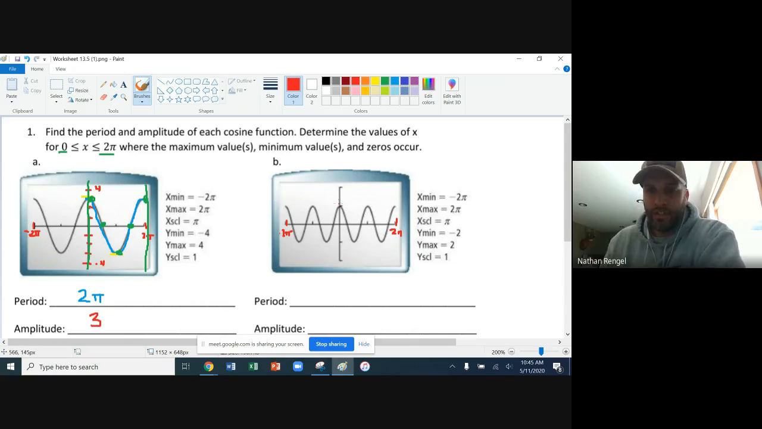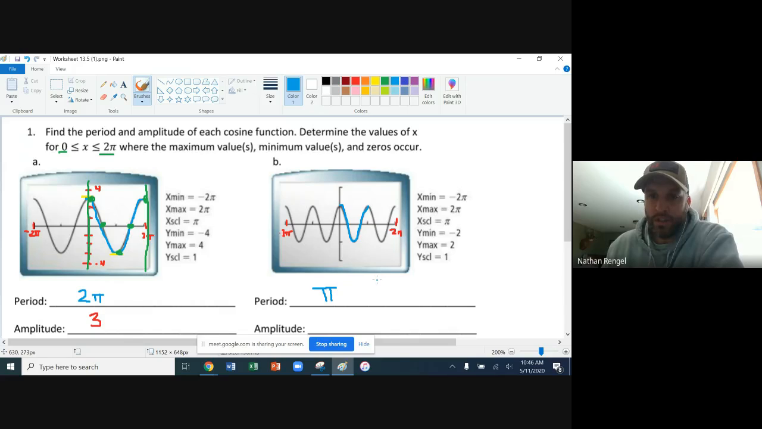So the period is the length again of one cycle. So let's change to blue again. So one cycle goes here, goes down, comes back up. There's one cycle. Now that goes right in between 0 and 2 pi. That's where it ends. So this one has a period of pi.